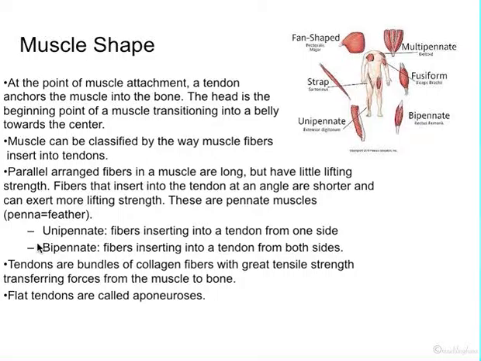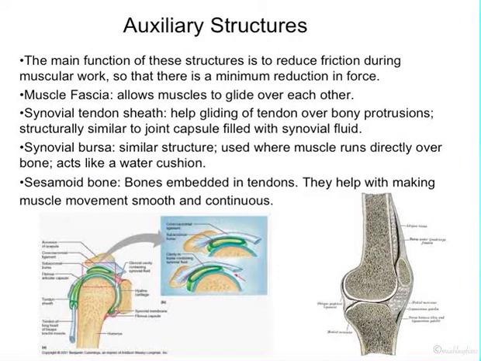Tendons are bundles of collagen fibers with great tensile strength, and they transfer the force from the muscle to the bone. Remember, ligaments were bone-to-bone connections. Similar stuff. And flat tendons, like we had the one on top of the scalp, that's known as an aponeurosis. Aponeurosis. We have a few of them we're going to talk about. And that brings us to the end.